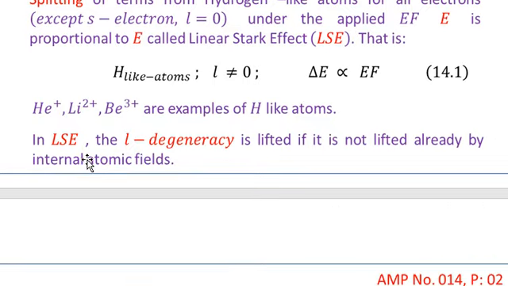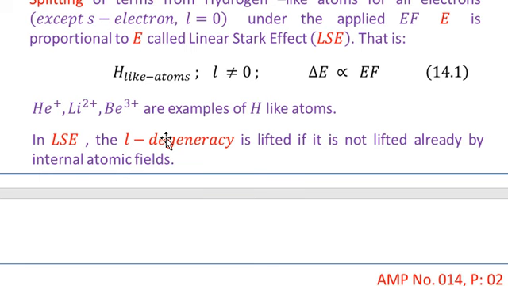In a linear Stark effect, the L degeneracy is lifted if it is not lifted already by internal atomic fields. You know that in the hydrogen atom and in hydrogen-like atoms, it is the principal quantum number which mainly determines the energy of levels. We have n equal to 1 level, n equal to 2 level, n equal to 3 level. Here we designate the energy with the symbol En, that is, the energy is principally determined by the principal quantum number n.